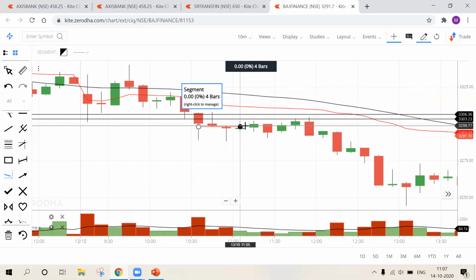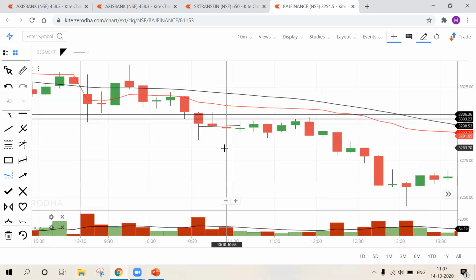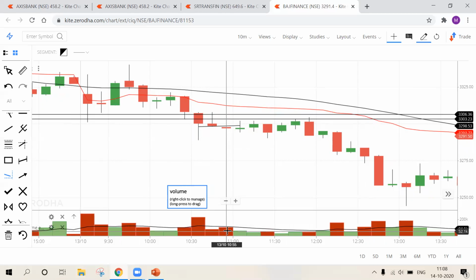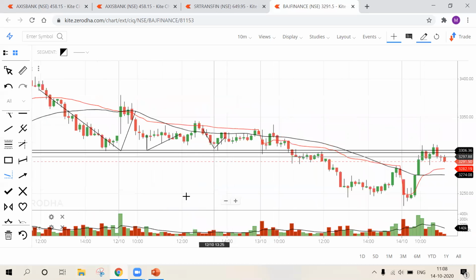So you can blindly make an entry here because you have got 5 confirmations. First confirmation is rejection from key level or breakout of a key level. Second confirmation is lower low formation, and the color of both breakout candle and confirmation candle is red. Third confirmation is your candles are below VWAP. Fourth confirmation is your candles are below the 35 moving average. And fifth confirmation is your volumes are good. Your volumes are above the average volumes, and the candle colors are also red. That means more sellers are coming. So you can blindly make a sell position here.